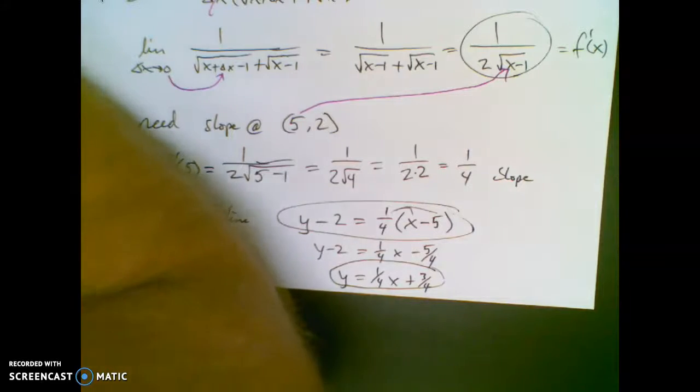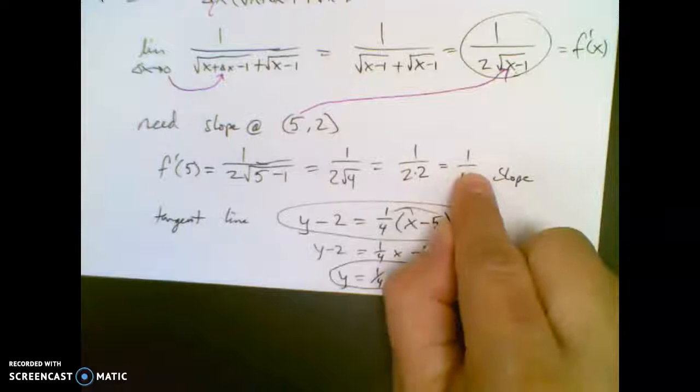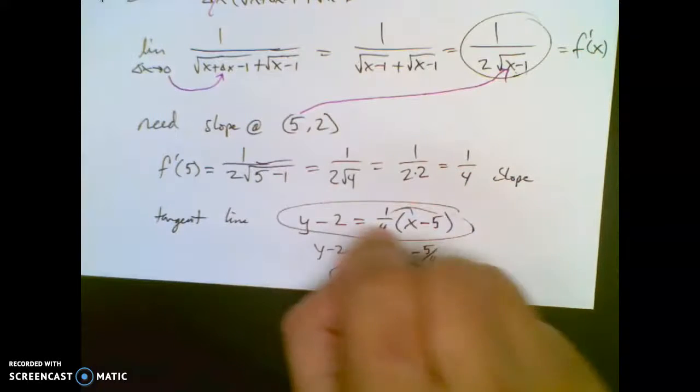So that is the goodness, and hope you grasped it. It's just one step further of using your answer and plugging a point in to find a slope, using a slope and a point to write the equation of the line.